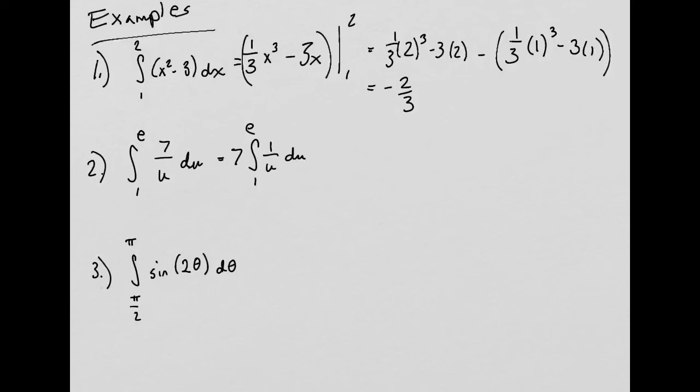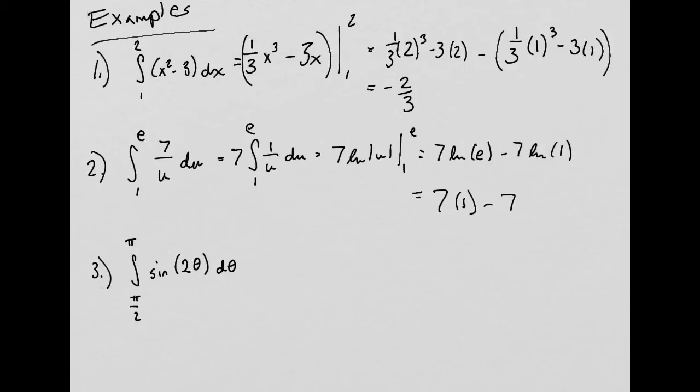And the antiderivative of 1 over u is natural log. So you get 7 times the natural log of the absolute value of u from 1 to e. And so that's going to be 7 natural log of e minus 7 natural log of 1. 7 natural log of e, that's asking what power of e gives you e, so that's 1, minus 7 times what power of e gives you 1, which is 0. So it just comes out to being 7.